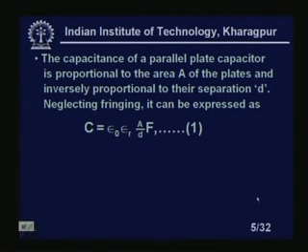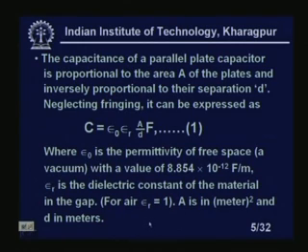C equal to epsilon naught epsilon r A by D farad. F is farad, where epsilon naught is the permittivity of free space, a vacuum, with a value of 8.854 times 10 to the minus 12 farad per meter. Epsilon r is the dielectric constant of the material of the gap. For air, epsilon r is equal to 1, and A is the area, so it should be in meter square, and D is in meters.